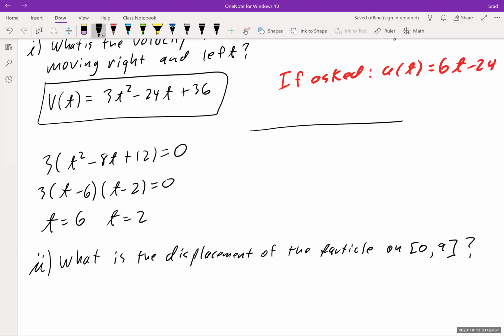sign chart. So I'm going to draw my little sign chart here. And I'm going to use 2 and I'm going to use 6. Okay. And then I'm going to test, let's test, say, v of 1. Let's do v of 3. And let's do v of 7.